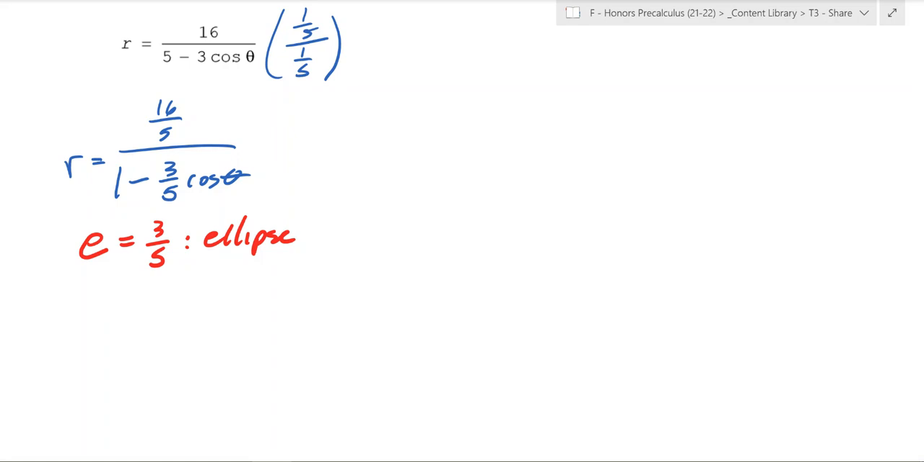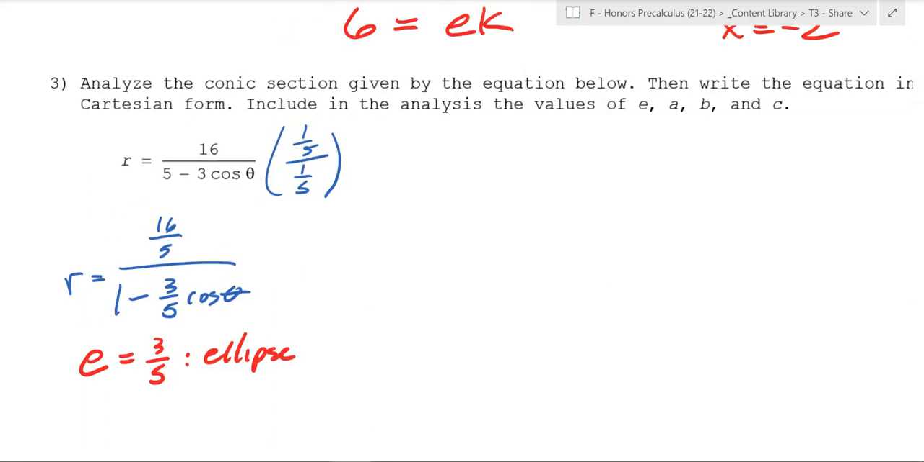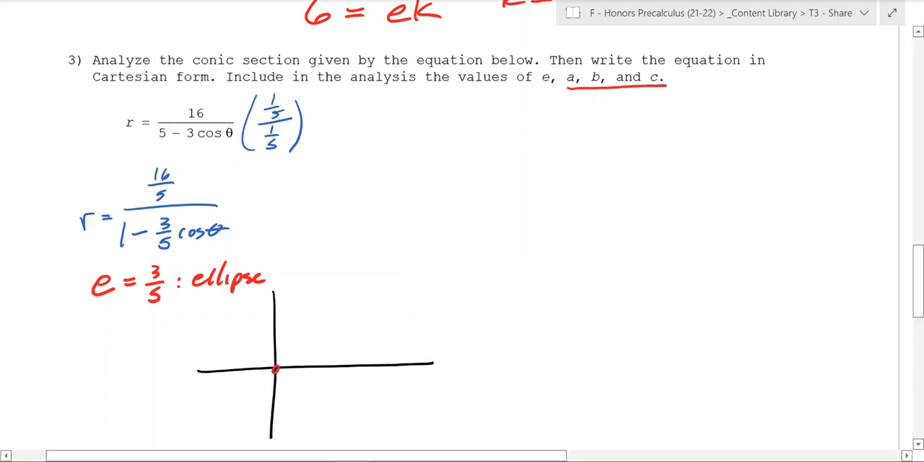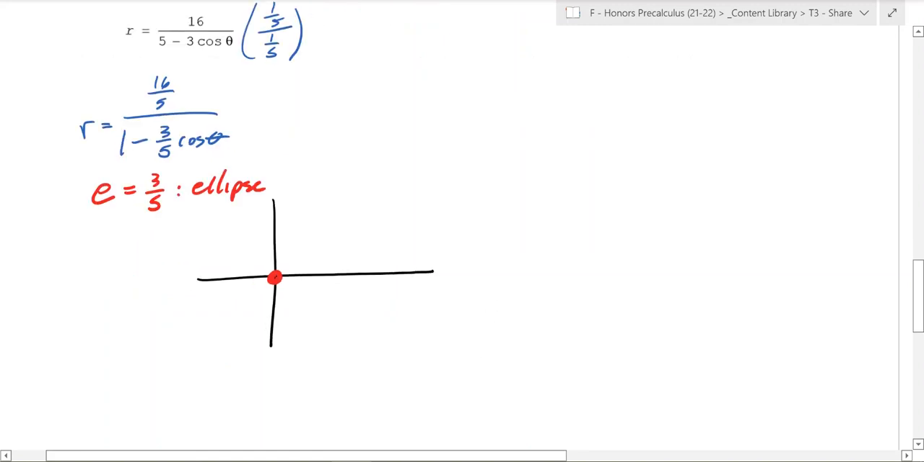So now what we can do is try to write our equation. And when I say try to write our equation, we're trying to do that by writing it out in Cartesian. And that's what these values are right here, the Cartesian form. So how do we do that? Well, we know that the way this is set up is that it's going to be an ellipse with a focus at the origin. So we know one of the foci is right here. We know that the directrix is to the left. What we can do is plot some points to help us out a little bit.